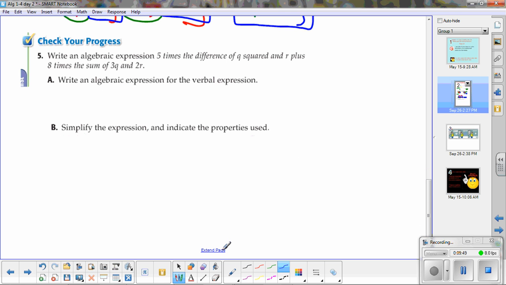If you want, you could pause the video to try this next one on your own. It says write an algebraic expression 5 times the difference of q squared and r plus 8 times the sum of 3q and 2r. So again, let's just take it one step at a time. 5 times the difference means that's going to be 5 times the answer to a subtraction problem, and it's the difference of q squared and r plus 8 times the sum, so 8 times the answer to an addition problem. It's the sum of 3q and 2r.